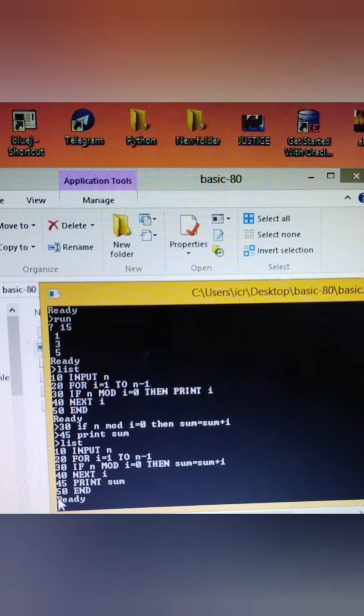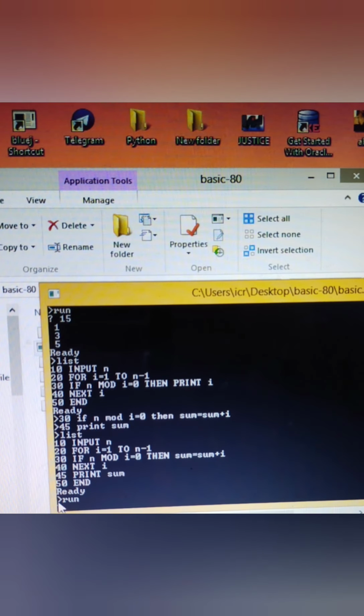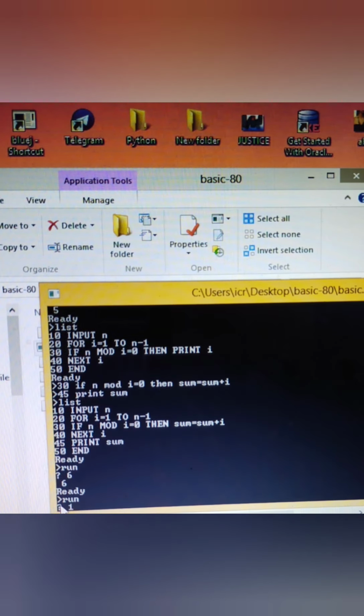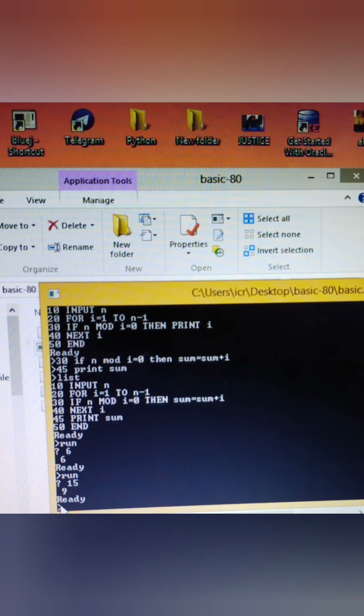So if we run this program and I am giving here 6, I'll be getting the sum as 6 because 1 plus 2 plus 3 is 6. And if I give again 15, so 1 plus 3 plus 5 will give us 9, the sum of those factors, right?